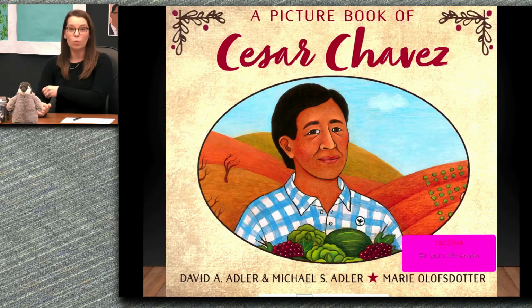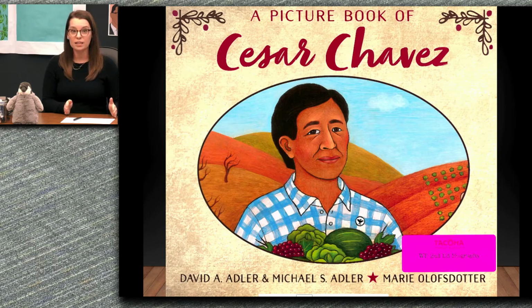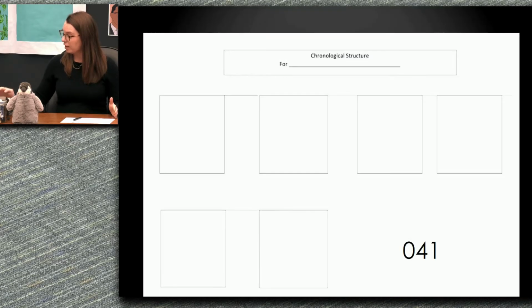Now, the example that we learned about the chronological order in a text was in this book written by David A. Adler and Michael S. Adler about Cesar Chavez. And we used a graphic organizer to break down the structure of the text in the order in which it happened.